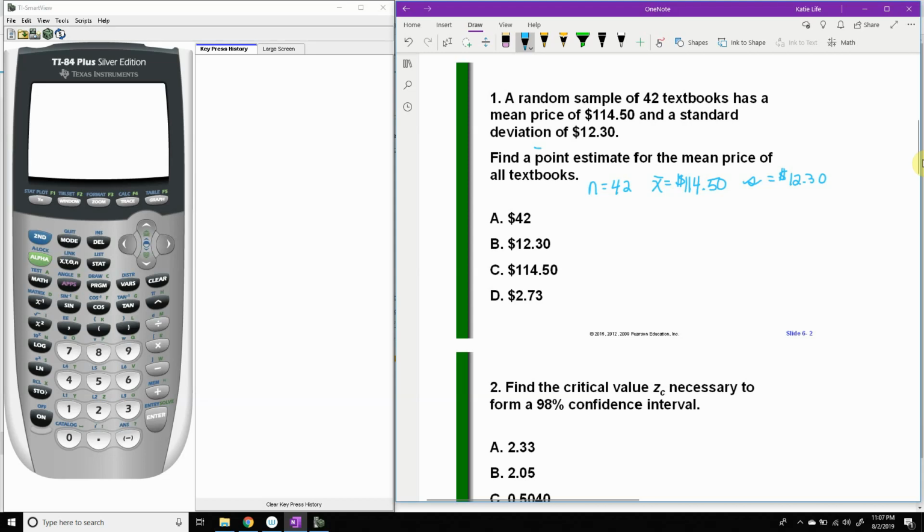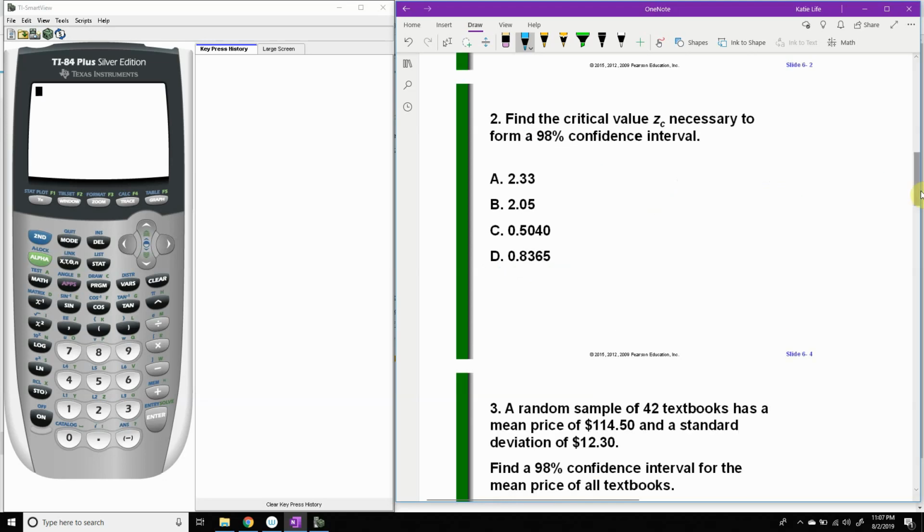Well, whenever we say point estimate, we're looking for that unbiased estimator of the population parameter, and the most unbiased estimator for a population mean is going to be our sample mean. So in this case, C, $114.50 is going to be our point estimate for the average price of all textbooks.